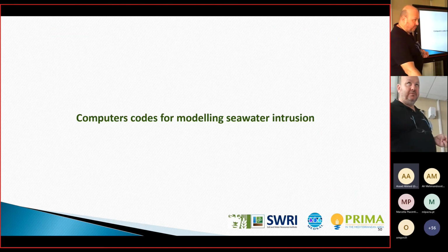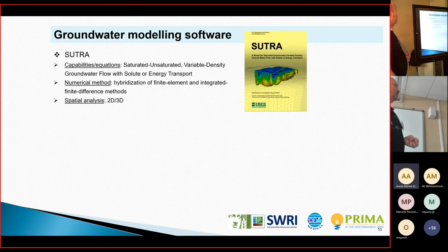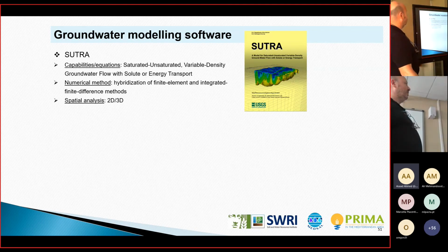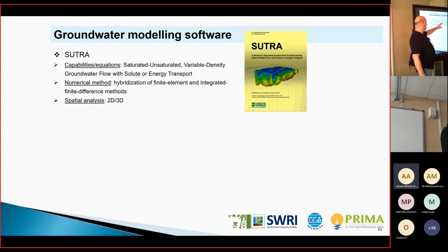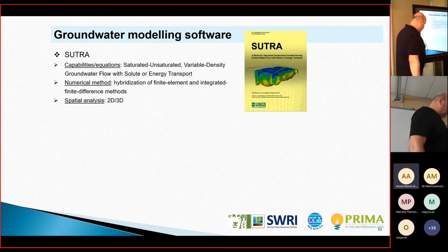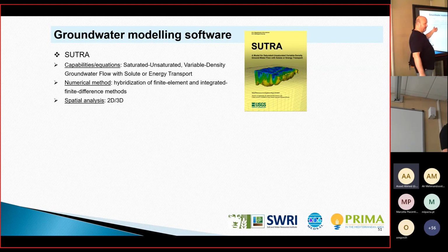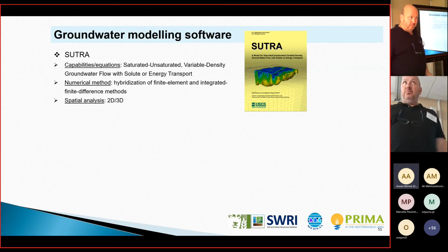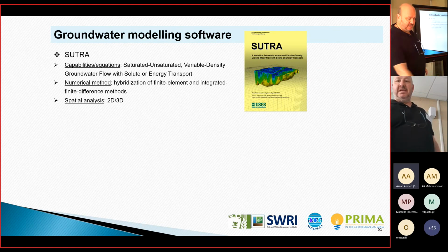Very quickly, some computer codes for modeling seawater intrusion. Just 3 of them. There are a lot of others that do the same job, but we will stay with these 3. So SUTRA was one of the first variable density flow models that simulates saturated and unsaturated groundwater flow with solute and energy transport. As a numerical method, it uses a hybrid of finite element and finite difference methods, and can simulate 2-dimensional and 3-dimensional problems. It is public domain software developed by USGS.